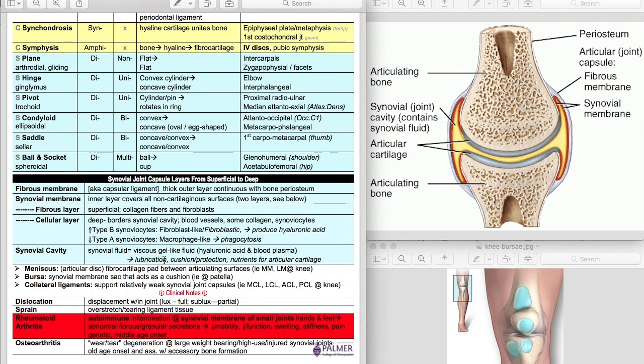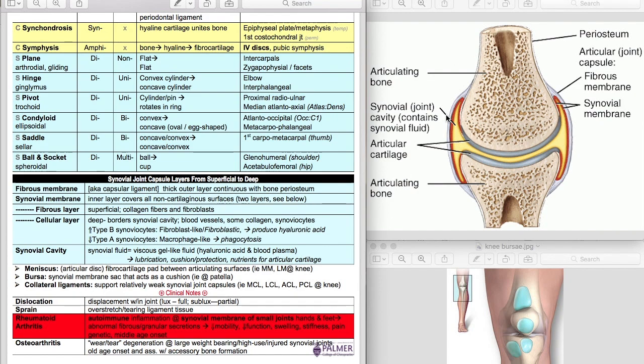So what does synovial fluid do? It lubricates, it cushions, it protects, and it provides nutrients for the articular cartilage because there's no direct vascular supply. So nutrients for articular cartilage via diffusion. There aren't any blood vessels anywhere around here, but you would find them in the cellular layer of the synovial membrane. Those blood vessels would diffuse nutrients into this fluid, which would feed this cartilage, and it would also remove waste from this area as well.